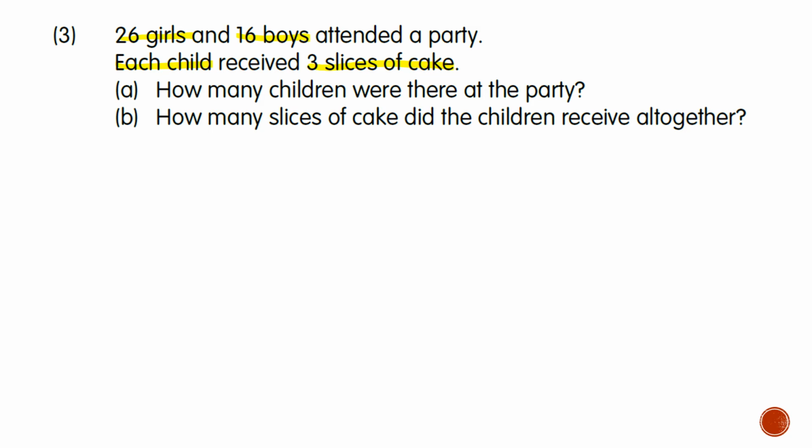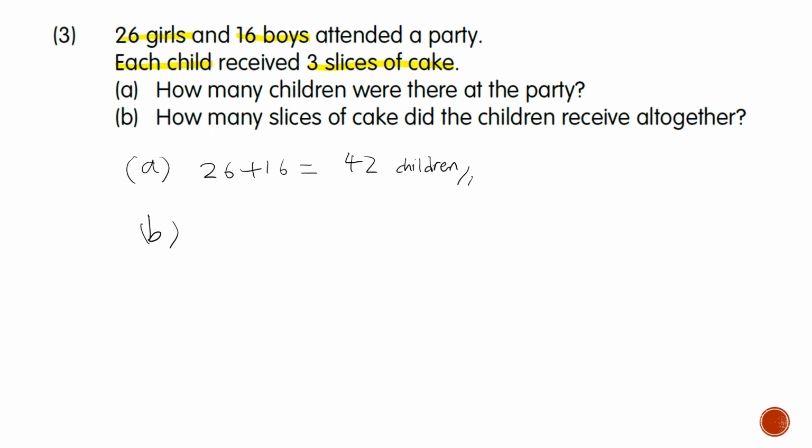Anyway, so now the question, part A, is quite simple. How many children were there in the party? I'm not even going to draw a model for this. You're just going to take 26 plus 16 and just do some mental sum. You realize you get 42 children. Okay? Some of you may draw a part whole model. I don't think it's necessary, but sure, you can go ahead and draw the model.